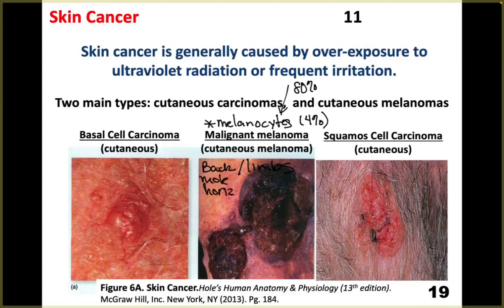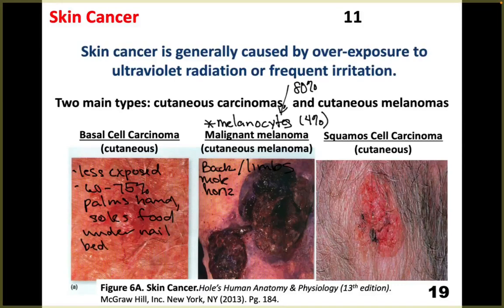But when you look at melanoma in people of color, and this is why I mention this to people, they often occur on areas that are less exposed to sun. 60 to 75% of tumors arise in the palms of the hands, soles of the feet, and under nail beds and or the nail area.